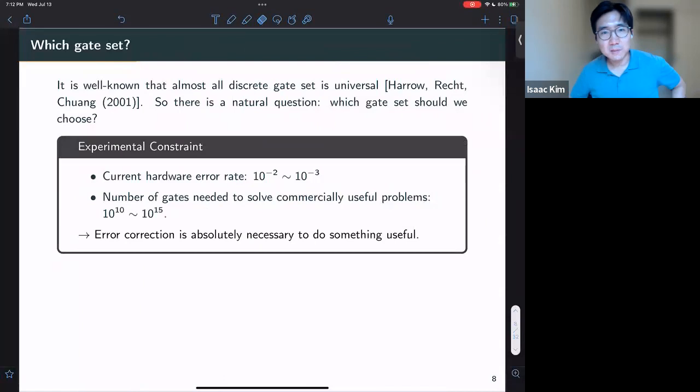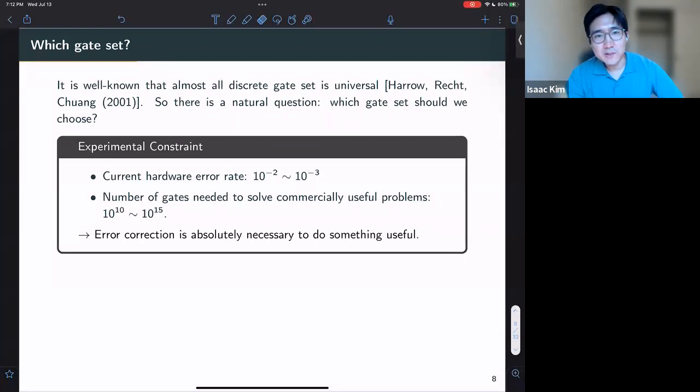Okay, but then there is a question, which is: which gate set should we choose? Because reducing this continuous gate set down to a discrete gate set is still not enough. There are infinitely many different gate sets. So which one should we choose?